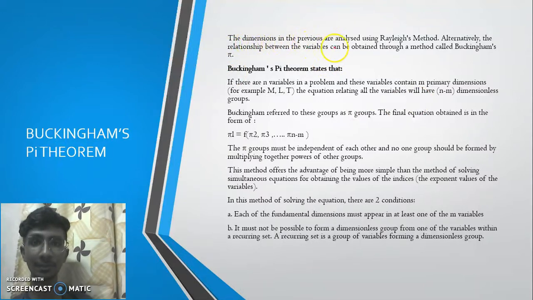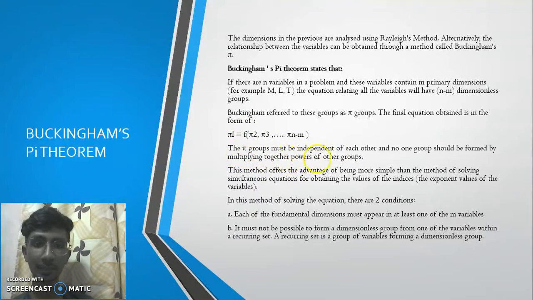So the dimensions in the previous are analyzed using Rayleigh's method. Alternatively, the relationship between the variables can be obtained through a method called Buckingham's pi theorem. Buckingham's pi theorem states that if there are n variables in a problem and these variables contain m primary dimensions, for example MLT, the equation relating all the variables will have n minus m dimensionless groups. Buckingham referred to these groups as pi groups. The final equation obtained is in the form of pi1 equals a function of pi2, pi3, till pi n minus m.